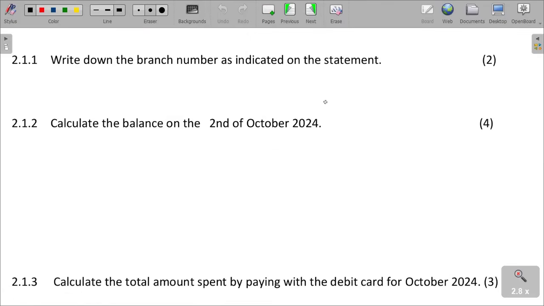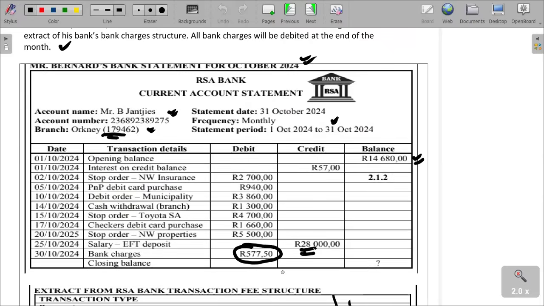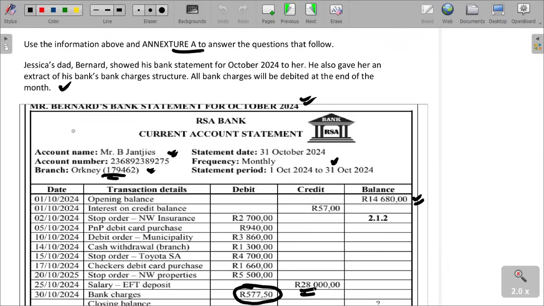Write down the branch number as indicated on the statement. The branch number as indicated on the statement, we are just going to go on the statement, and the branch number is here. Here is the branch. The branch is given like that. We are given the branch. The number is what?